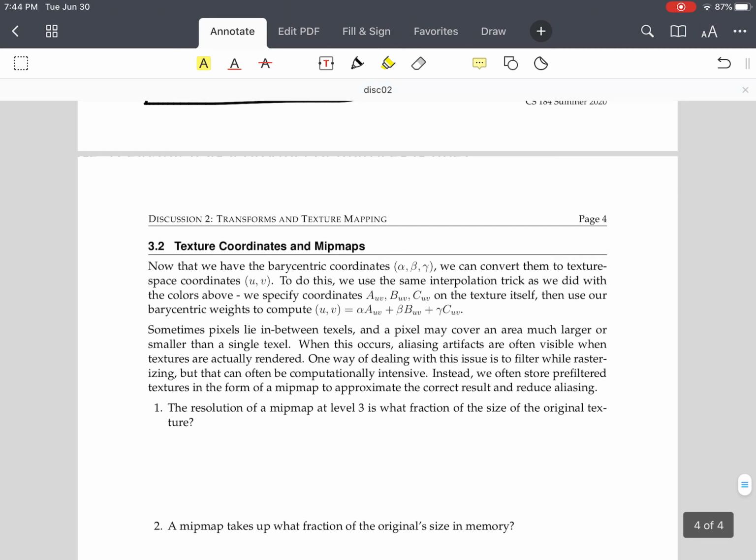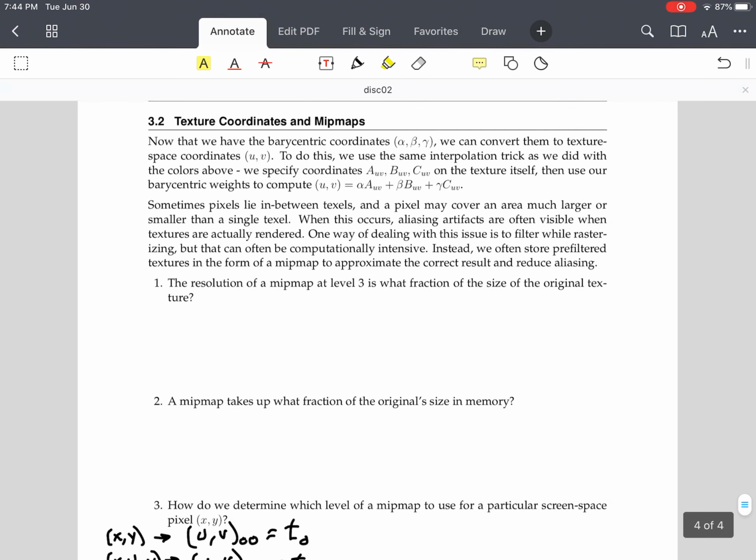Okay, let's keep going. The next topic is texture coordinates and MIP maps. Now that we have these barycentric coordinates, and we've seen we can use them for position and for color, you can also use them for texture space coordinates. If we know what the coordinates in texture space are for A, B, and C, the corners of the triangle, we can use the barycentric weights to interpolate between them and find the texture coordinates of any point on that triangle, using this equation right here.